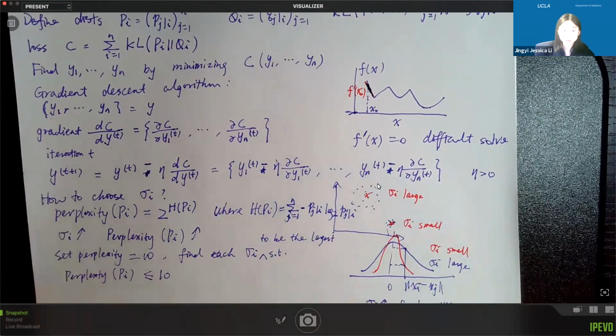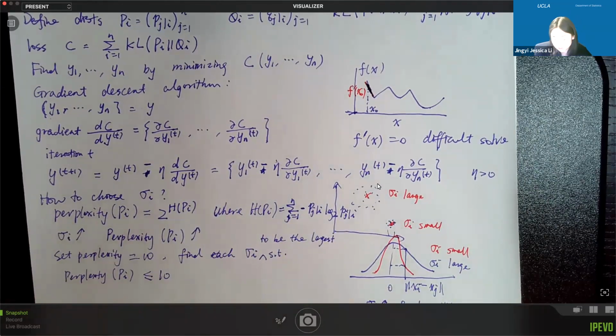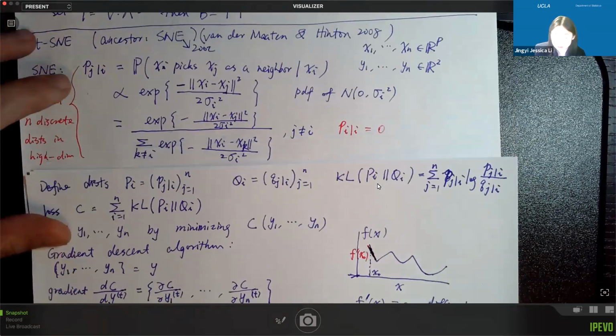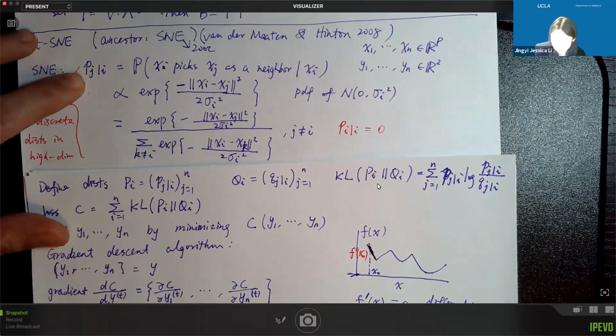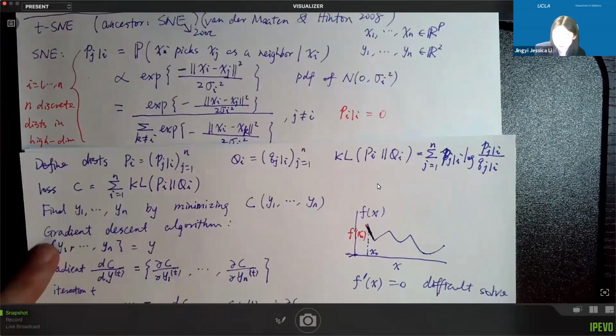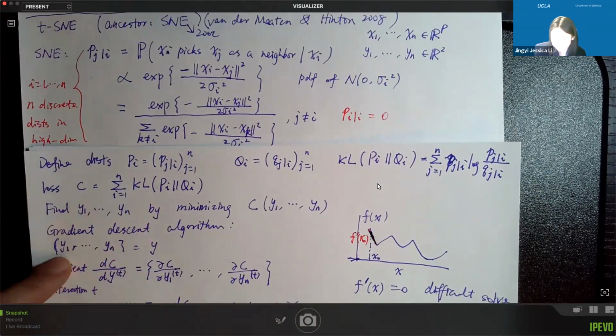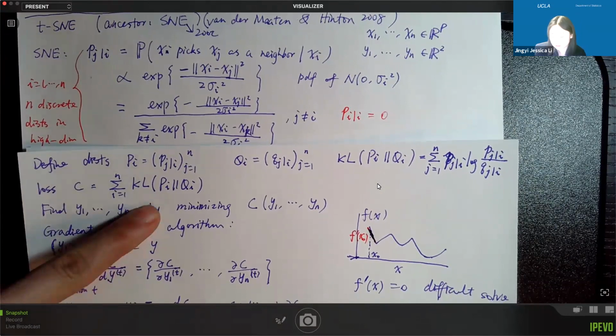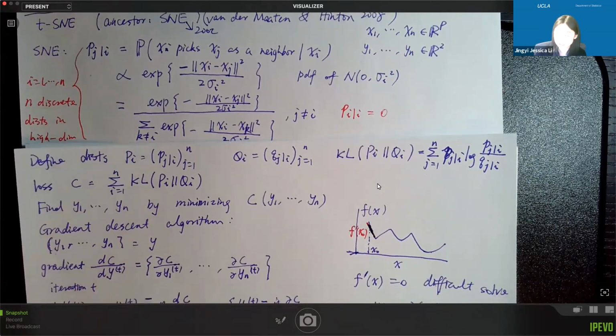So you can imagine that we must need some efficient computation to achieve this, for finding the sigma i in the high dimension. With this sigma 1 to sigma n for the n data points, you could calculate p_j|i, and then you have the basis in your loss function. And then you want to do the optimization by finding y1 to yn so that you can minimize the loss. So that's the whole story of SNE.